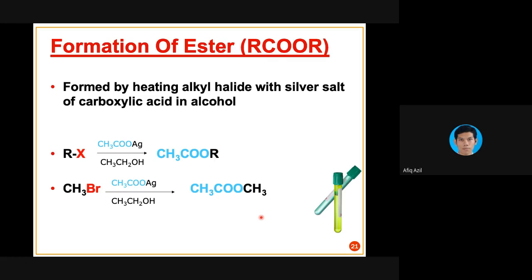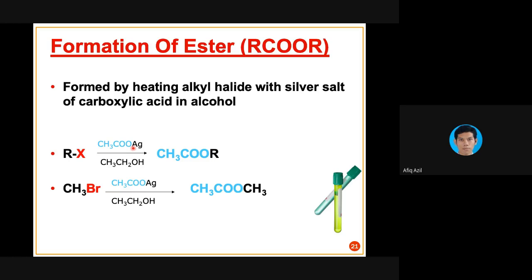And then you can also use the alkyl halide to form an ester. Ester is formed by heating alkyl halide with silver salt of carboxylic acid in alcohol. So what is silver salt of carboxylic acid? This one. That means the carboxylic acid has been reacted first with silver salt.